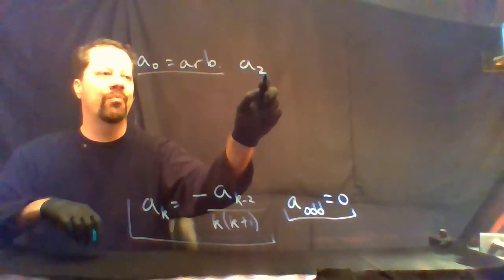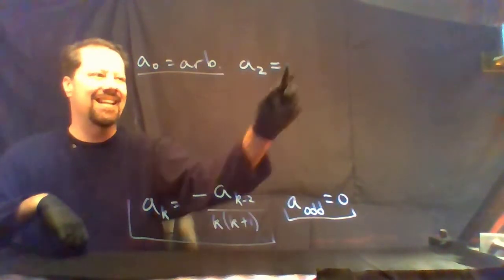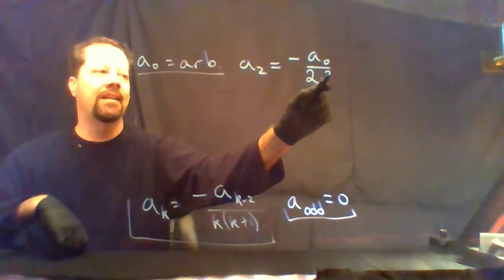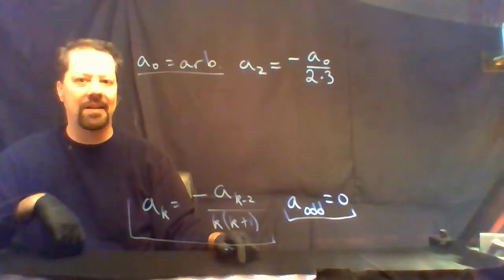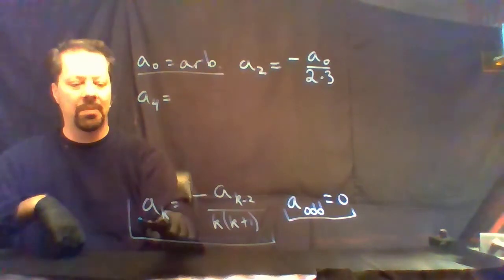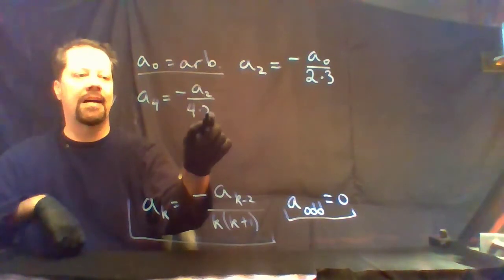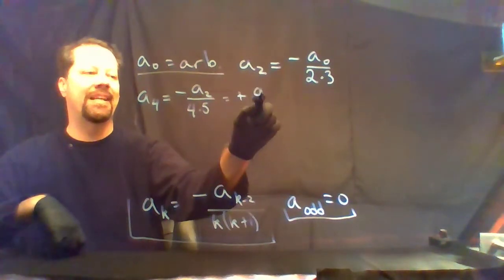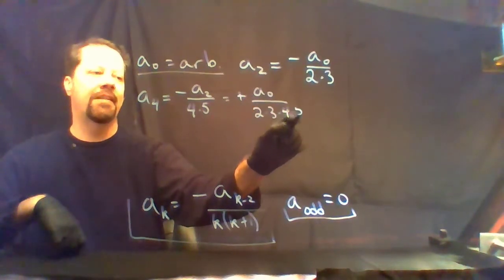What is a2? a2 is what you get when you plug in 2 for k. That's going to be minus a naught divided by 2 times 3. And again, don't bother simplifying these. It's just going to confuse matters. What is a sub 4? Plug in a 4 here, you get minus a2 divided by 4 times 5. But remember, a2 is minus a naught, so we'll get a positive a naught divided by 2 times 3 times 4 times 5.